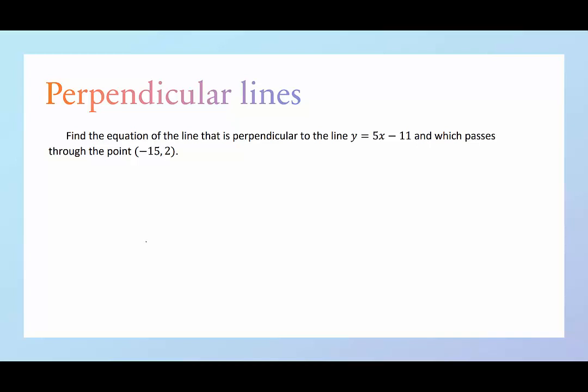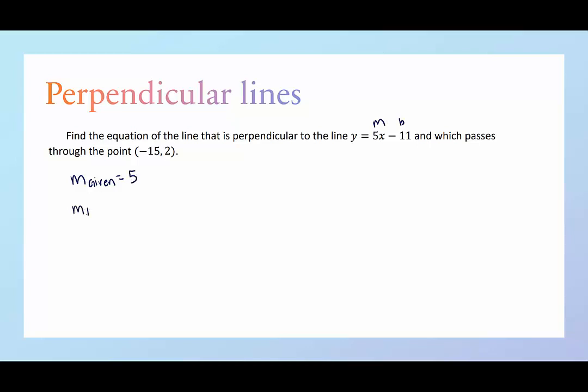Okay, so we're given the equation y equals 5x minus 11, and we want to write the equation that's perpendicular to it and passes through the point -15, 2. So the only thing we need from the given equation is its slope. And I'm going to say m of given. The equation is given in slope-intercept form, so this is m and this is b, so we know that the slope of the given is 5.